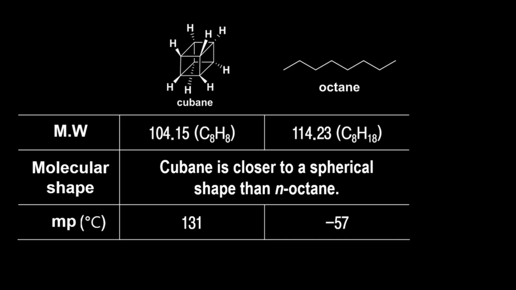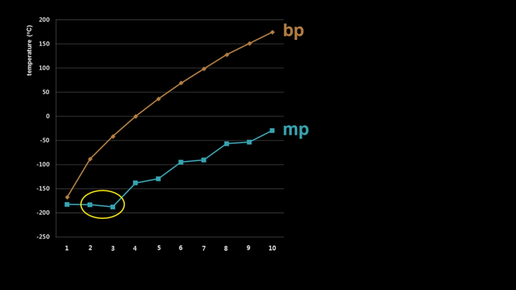This trend becomes even more dramatic when we compare cubane and n-octane. Cubane has almost perfect cubic symmetry, and because of that, its melting point is super high, 131 degrees Celsius. N-octane actually has a higher molecular weight, but it doesn't have that same symmetry, so its melting point drops all the way down to just minus 57 degrees Celsius. It's a clear example of how much symmetry can influence melting points.